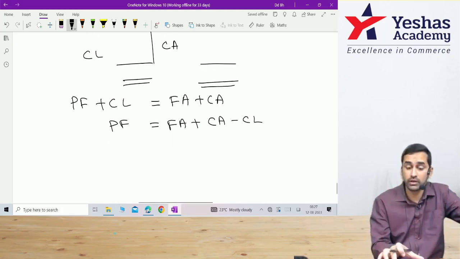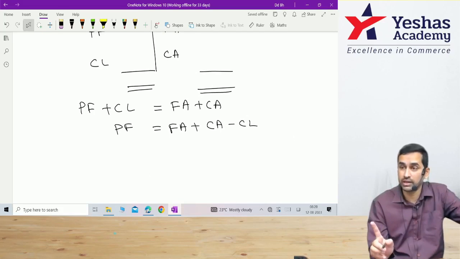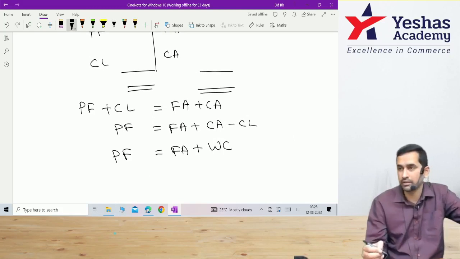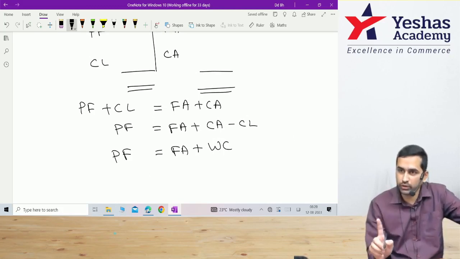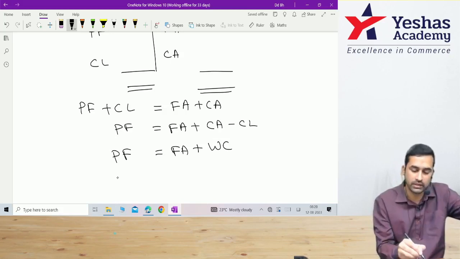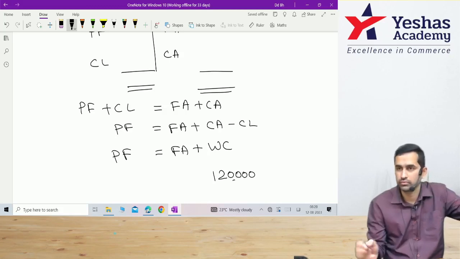And we know the meaning of current asset minus current liability. It is working capital. That means I can write it as proprietary fund is equal to fixed asset plus working capital. Do we already know the working capital number? Yes. How much was that? 1,20,000. That means this is 1,20,000 now, correct?